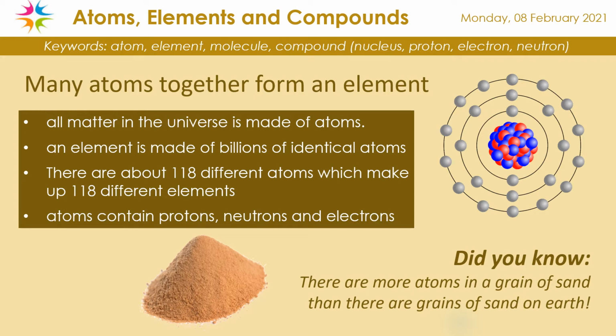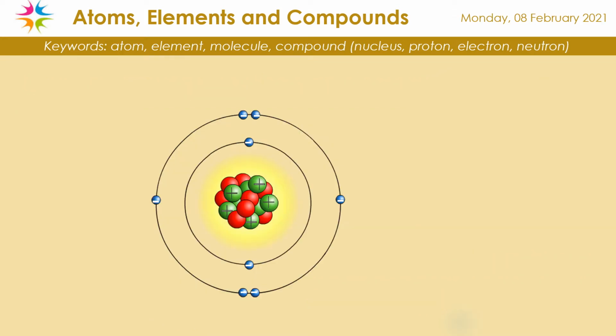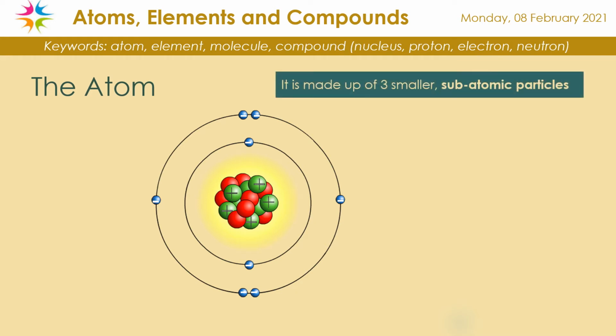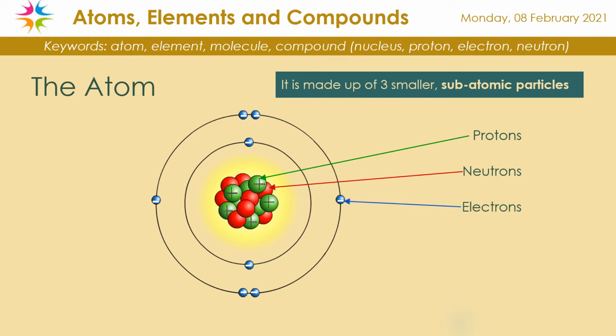Atoms contain these 3 subatomic particles. So the atoms are made up of smaller particles. And here they are. They're called subatomic particles. Subatomic means smaller than an atom. So the 3 particles are protons, which have a plus sign. They have a positive electric charge. And neutrons, which are the red ones, which have no charge at all. And electrons, these blue ones with a minus sign, have a negative electric charge.